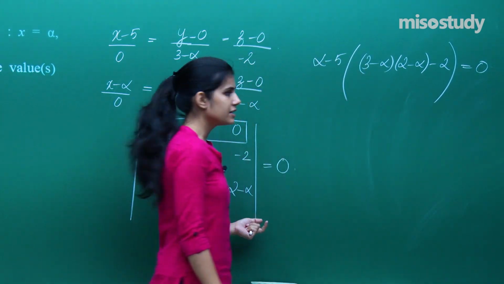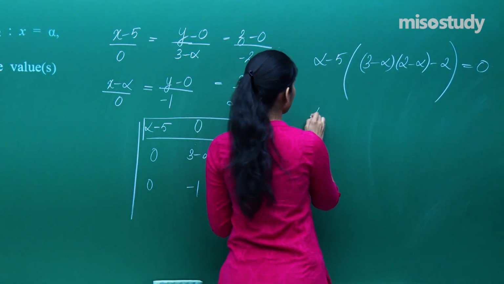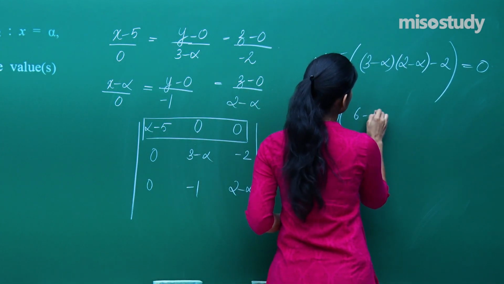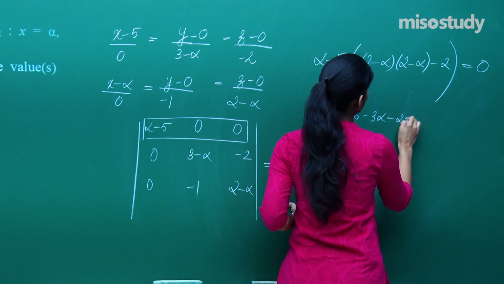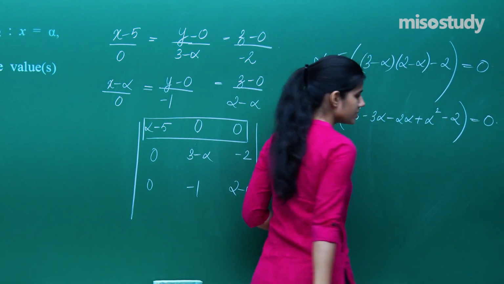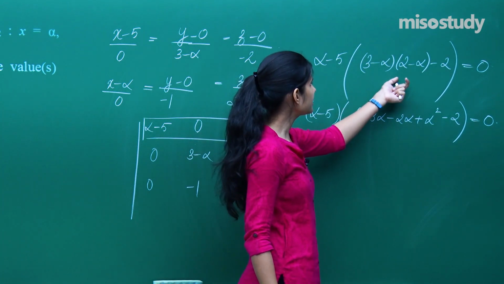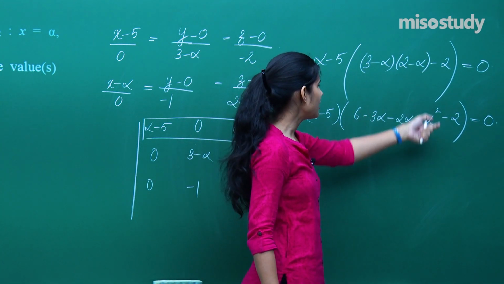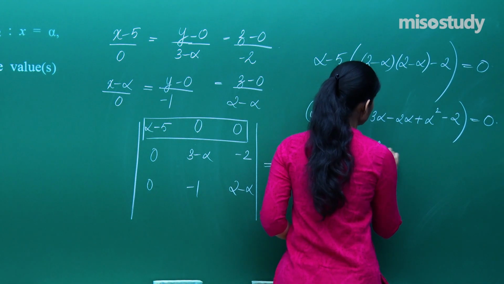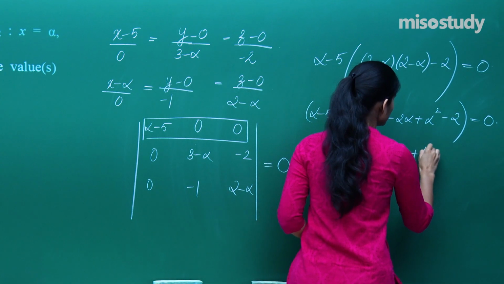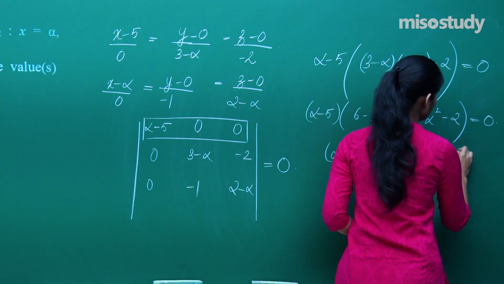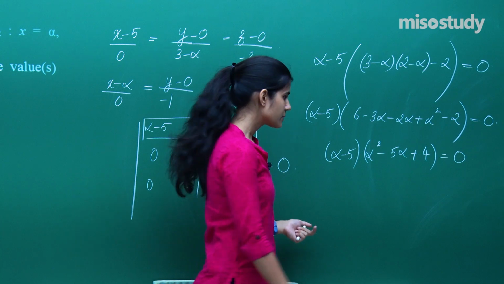And now once you have this, let's just simplify this expression. You have alpha minus 5, inside you have 6 minus 3 alpha minus 2 alpha plus alpha square minus 2 equals 0. Right, this is 6 minus 3 alpha minus 2 alpha plus alpha square. So 6 minus 2 is 4. So you get alpha square minus 5 alpha plus 4 into alpha minus 5. This is 0. You can just split the middle term.